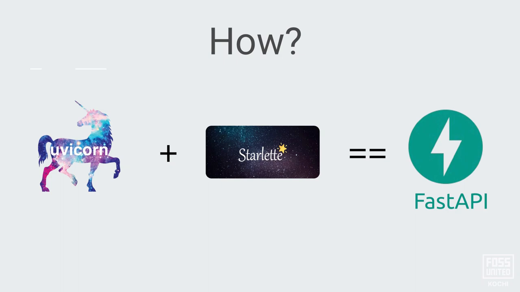So I already mentioned FastAPI was super fast and super cool. So how does FastAPI get that much speed? The answer is Uvicorn plus Starlette, the two fastest servers and frameworks currently out in the market, combined, and FastAPI was born. That's it.